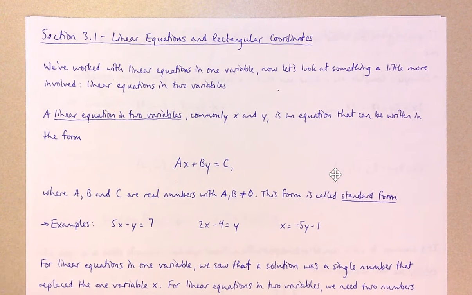So here are some samples. 5x minus y is equal to 7. That is already in that form. 2x minus 4 is equal to y. Not exactly in this form here, but if we just move a couple terms, then we can put it in that form. And then x equals negative 5 times y minus 1. Again, just moving of some terms will get it in this form. So these are all examples of linear equations in two variables.